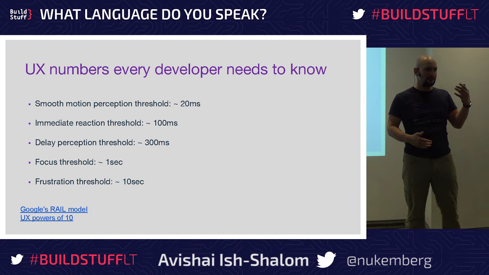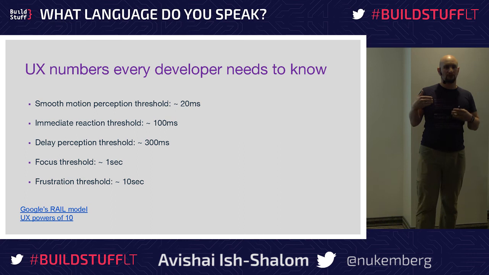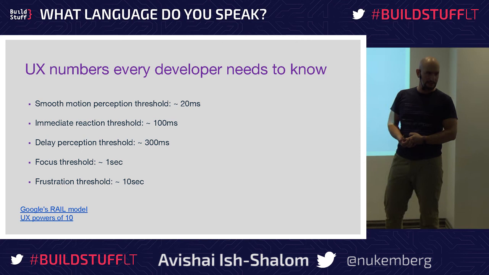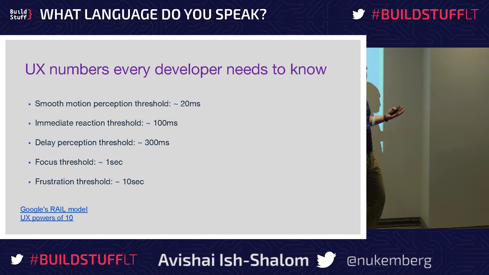numbers. For example, the perception threshold of a human being is about 20 milliseconds. This is why for smooth movies and games, we need 60 frames per second. Okay. Another example is the immediate reaction threshold, 100 milliseconds. After that, you have to give some visual feedback or haptic feedback. Delay perception threshold. After that, people actually feel like they did the work, not the computer.